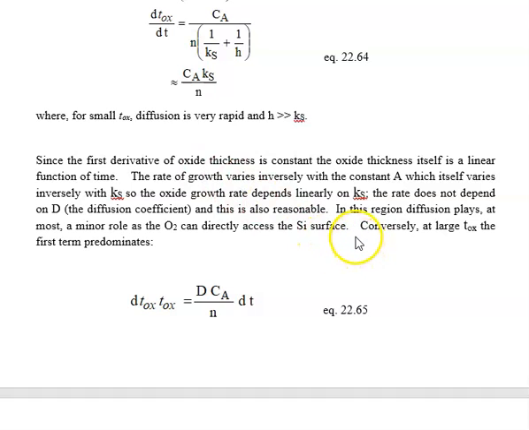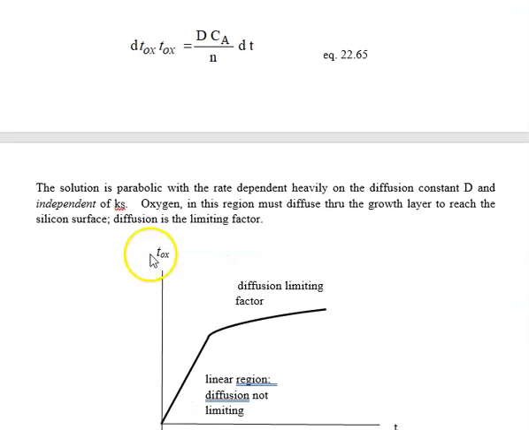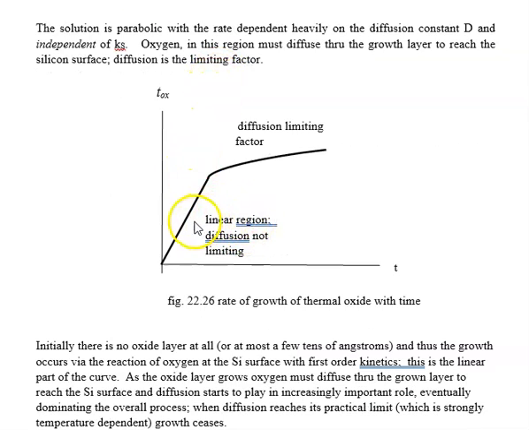Conversely, for larger Tox, we take 2259, and we consider only the first term on the left. In this case, I have a parabolic relationship, and here I have strong dependence on the diffusion constant and the constant Ca. So we can summarize that in an overall growth figure, which shows Tox as a function of time.